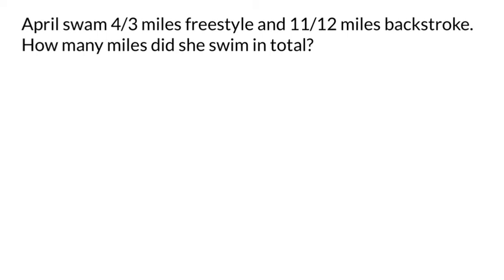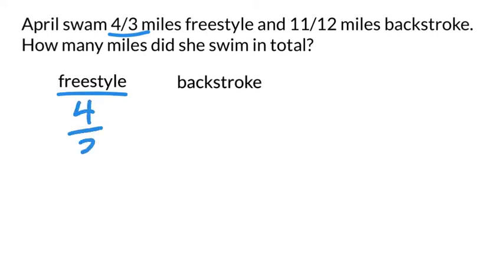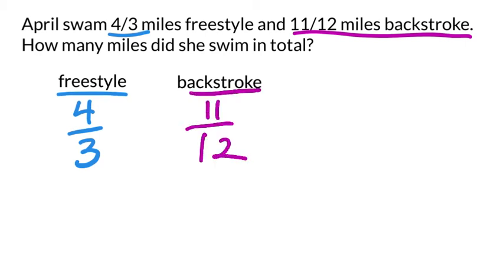April's going to swim freestyle first, right? So we're going to take this freestyle and let's put that out first here. I think I can use the technology. So look at freestyle, and then after we look at freestyle, we'll look at backstroke here. So freestyle, it says that she swam 4/3 miles, and then backstroke at 11/12. So how many miles did she swim total would indicate that we're looking at combining the two values together.